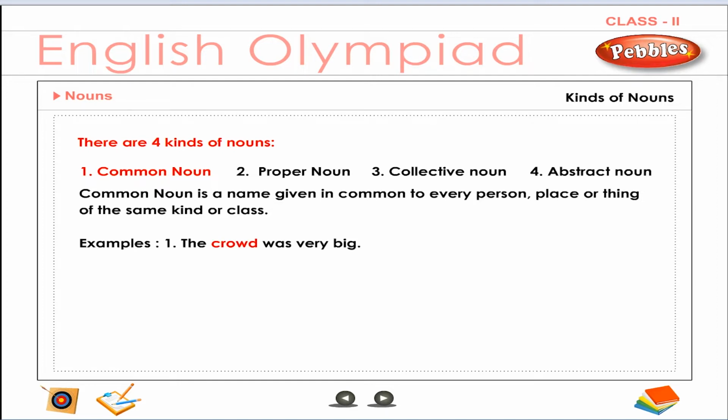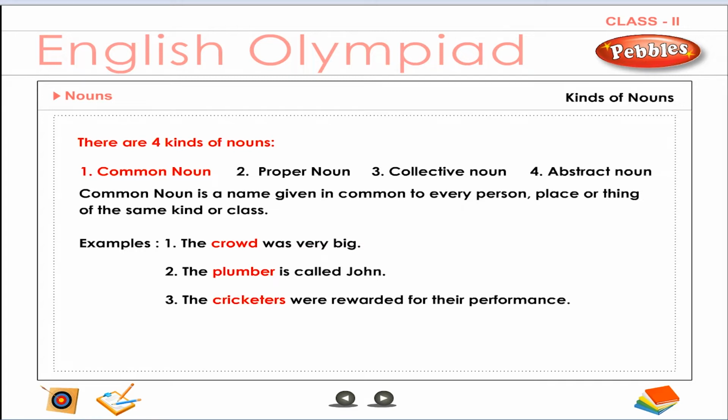Examples: the crowd was very big. The plumber is called John. The cricketers were rewarded for their performance. The nurse is called Nikki. The garden has many flowers.